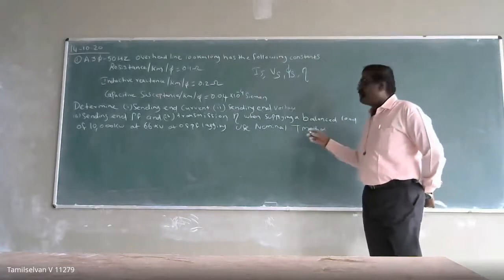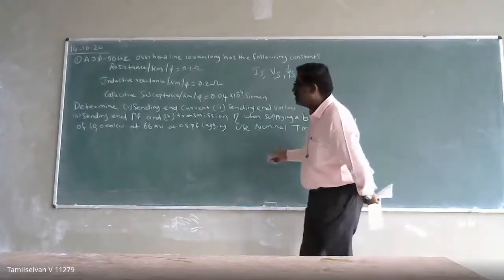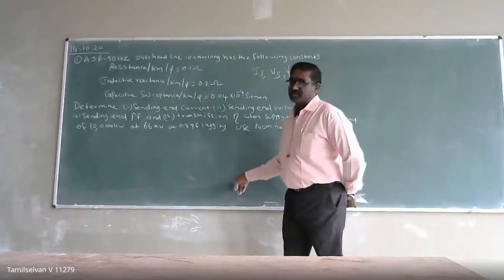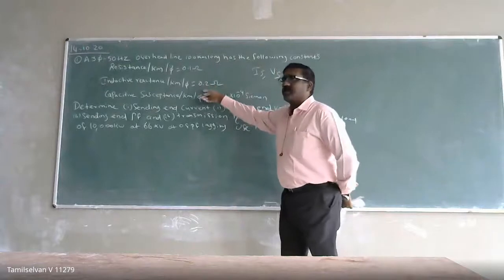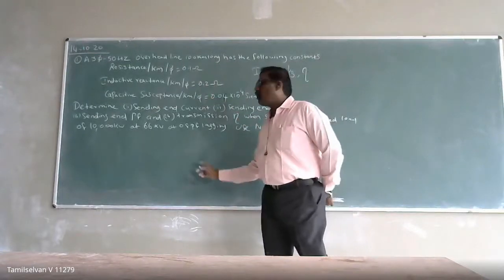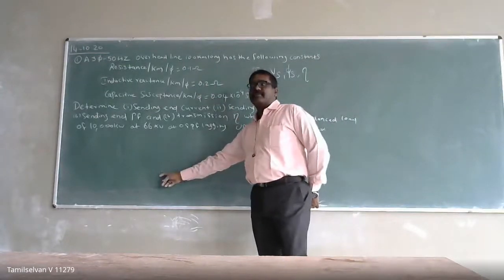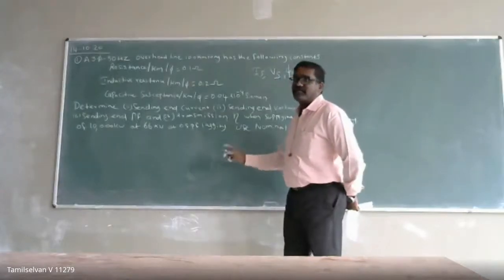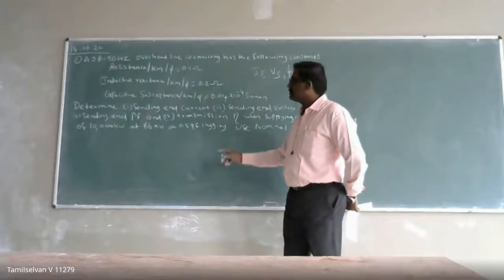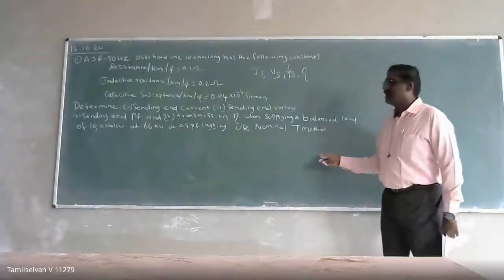It means the effect of capacitance is going to be placed at the midpoint of the transmission line. It means the lumped parameters R and XL will be placed, one half before the capacitance and another half after the capacitance. It means half of the value is considered with respect to the midpoint. So that is the nominal T method.